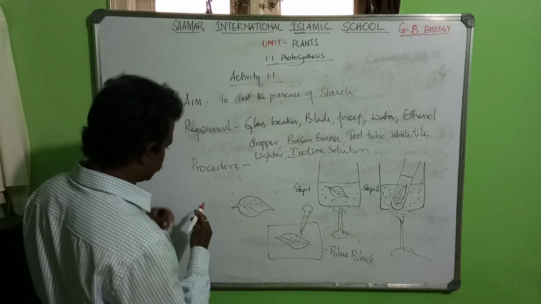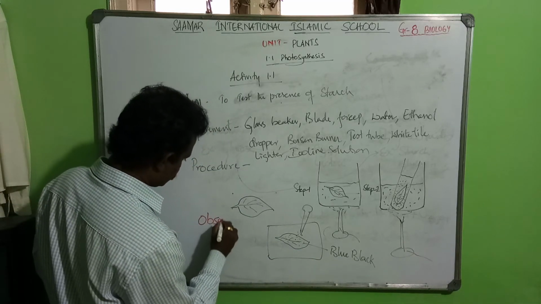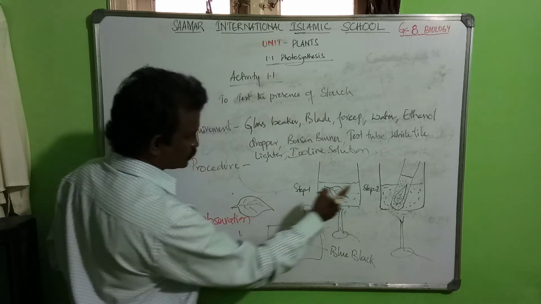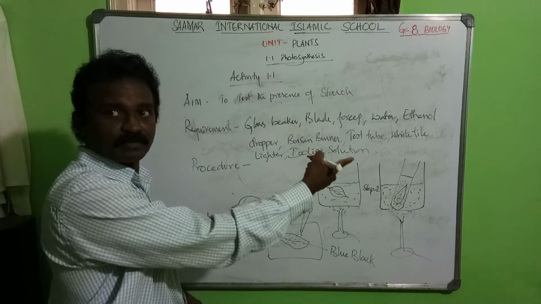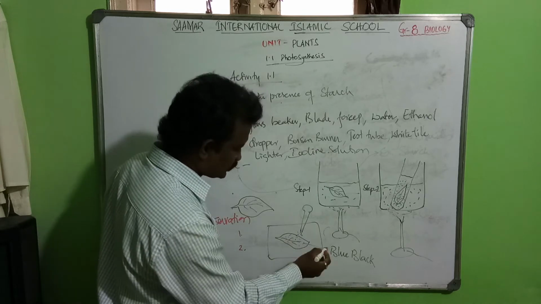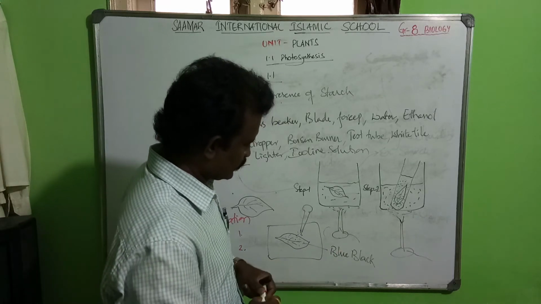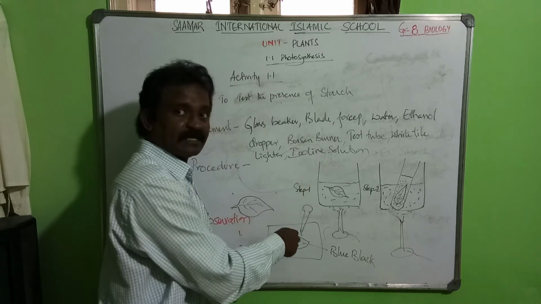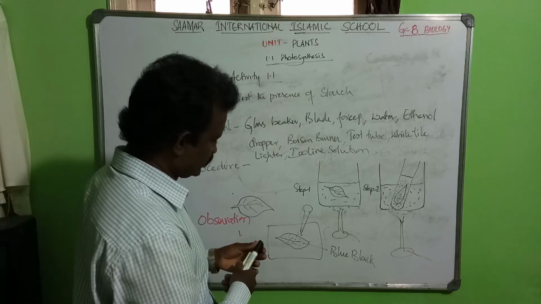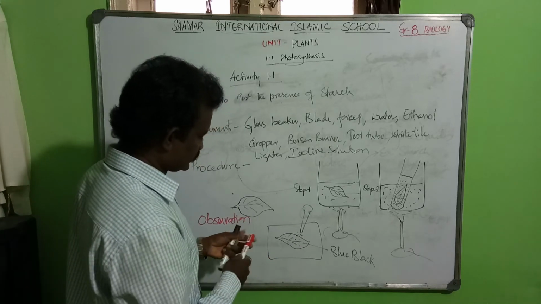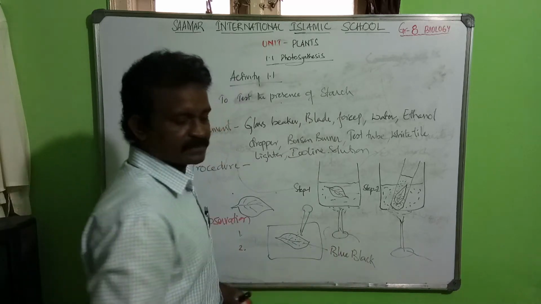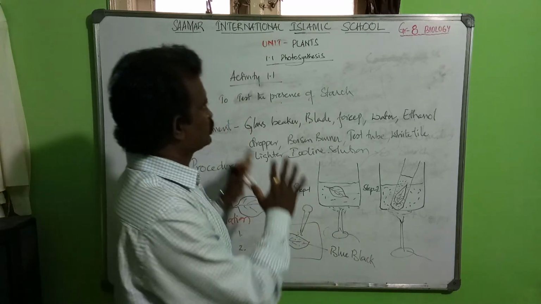What you observe: first point, you have observed the pigment coming out from the leaf. Second, the leaf is turning blue black when the iodine is added. The iodine reacts with the starch present there, and this is the test for starch. Starch turns blue black. Is it clear now? This completes your first unit.